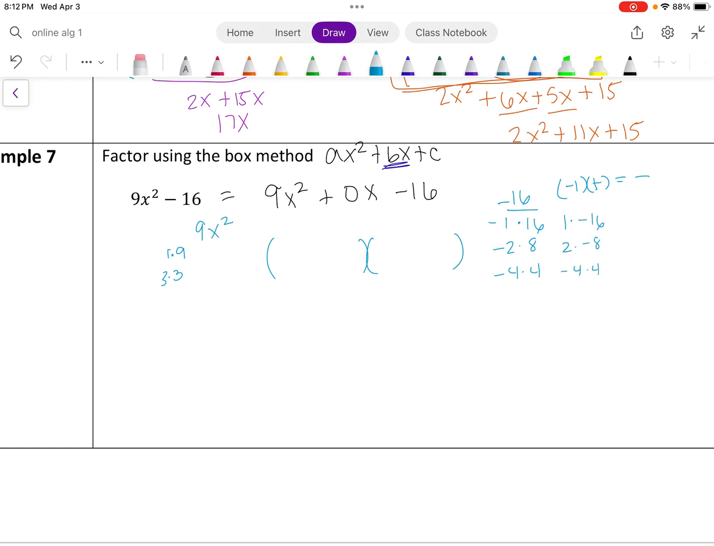Well, this would be the same, right? Negative 4 and negative 4. Okay, so I need something that's going to cancel out to 0 here. All right, let's just start trying some of these.